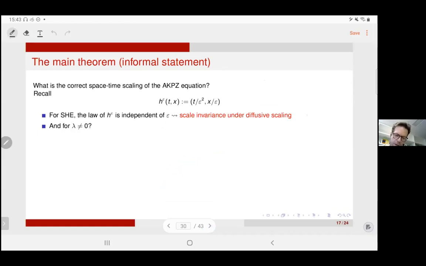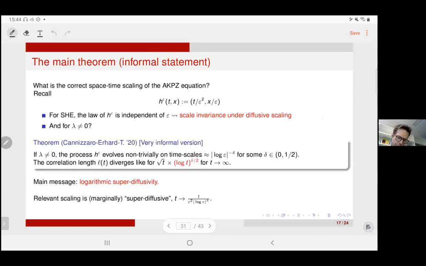We know that in the linear case, for lambda equals zero, if you rescale it diffusively, the solution is scale invariant. So the law of H epsilon is actually independent of epsilon. It's already scale invariant, this equation. Whenever you do the diffusive rescaling, nothing changes in law. So the question is, what happens for lambda not zero?